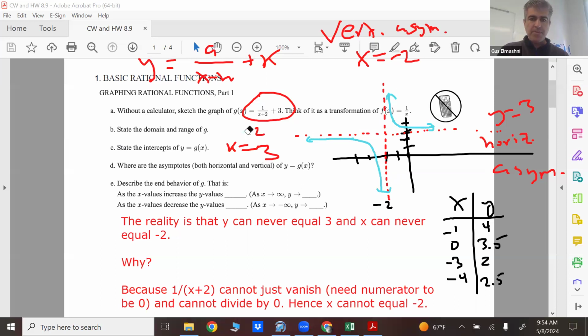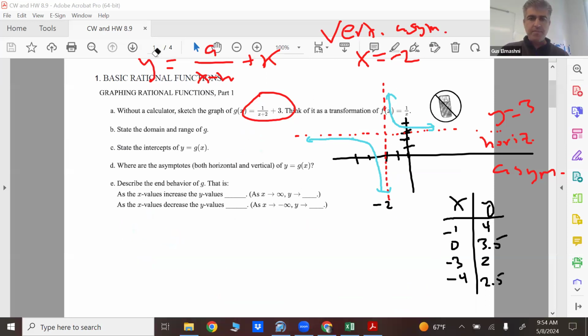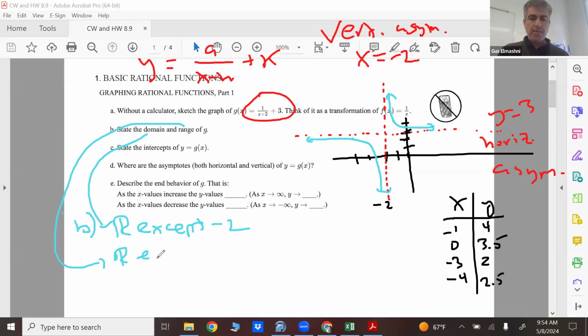Now let me answer the rest of the questions, and let me get rid of all this junk here. So for part B, state the domain. It's all real numbers except what? What value of x can I not use? We talked about this. -2. The range, that's my domain. My range will be all real numbers except what number? What y value am I not getting? y cannot equal what? We just said this. y can never equal what number? 3. There you go. Yep. And you can see it from the graph.